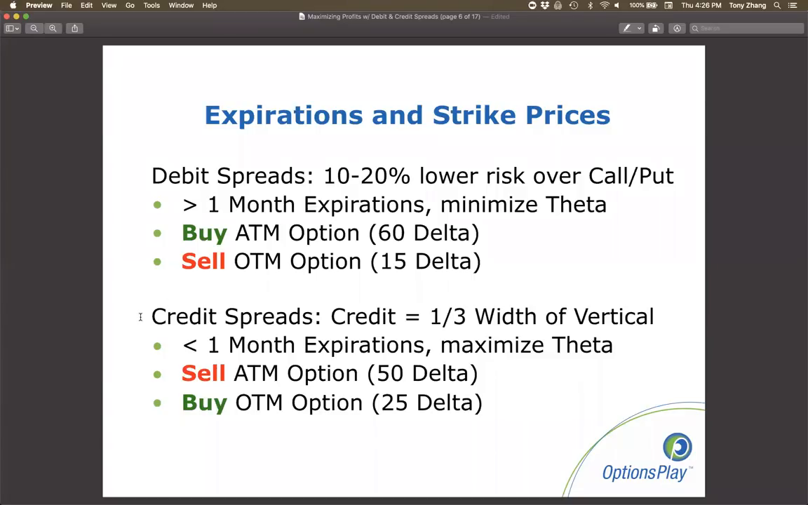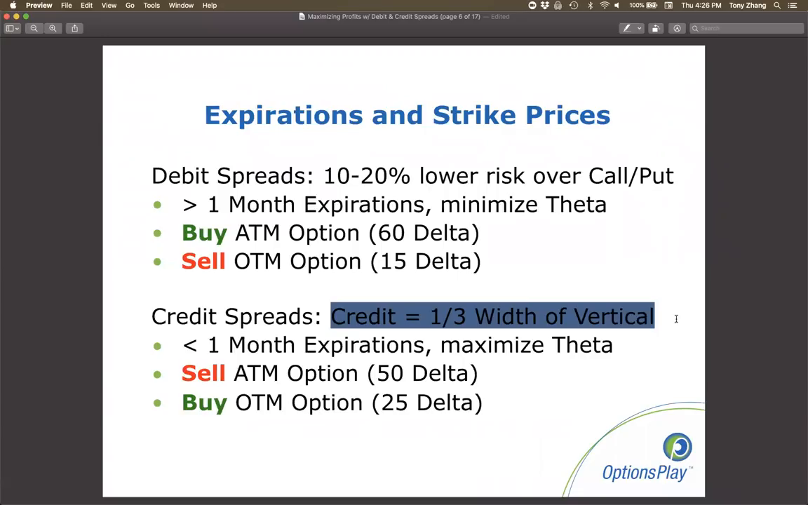When it comes to credit spreads, it's a completely different strategy, right? When you're buying calls and puts, that's when you're expecting the stock to make a move in one direction or another. But selling a call or put is different. So think about a credit spread as in the vertical. What we're generally trying to do when we're selling a credit spread is collect a credit that's roughly a third of the width of the vertical.